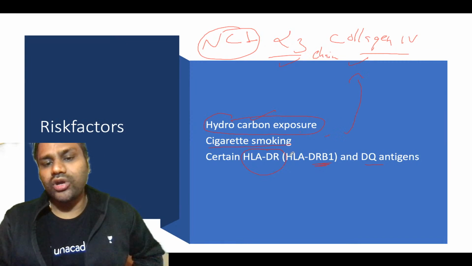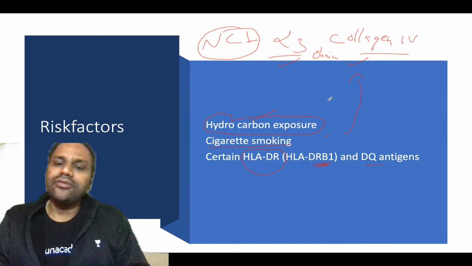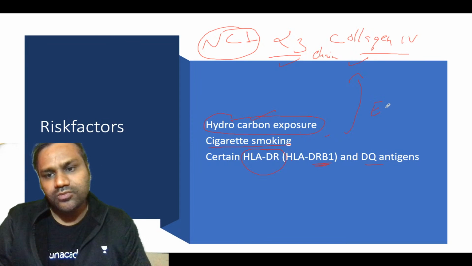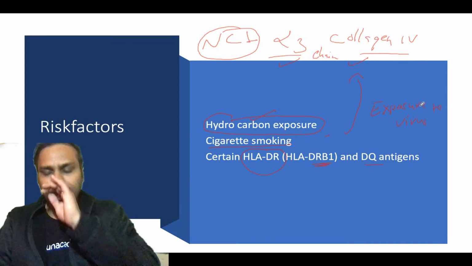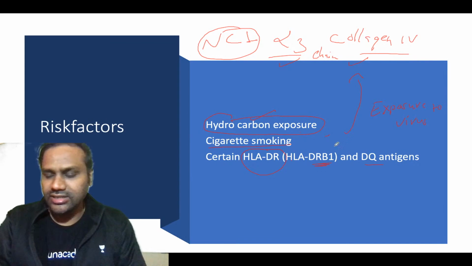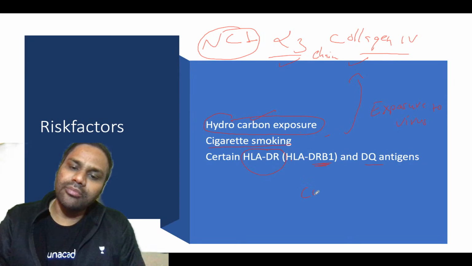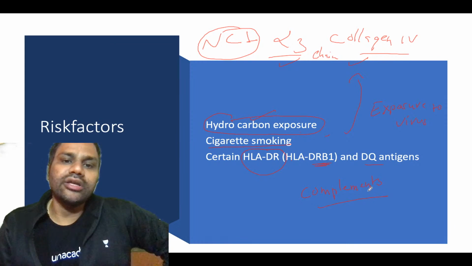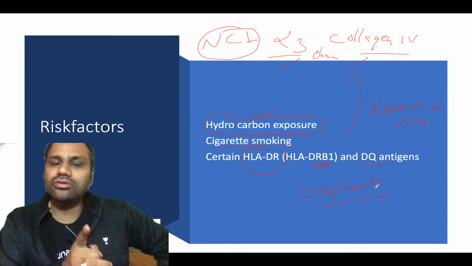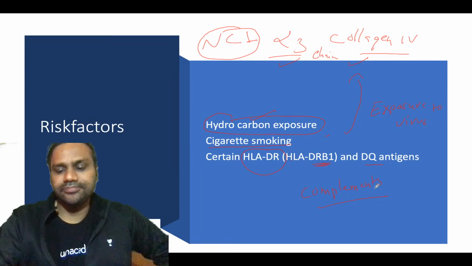Cigarette smoking, HLA, and even exposure to viruses can also result in antibodies against GBM. The complement pathway, the complement mediators, can also contribute to the development of this antibody. So this is the main pathogenesis of this disease.